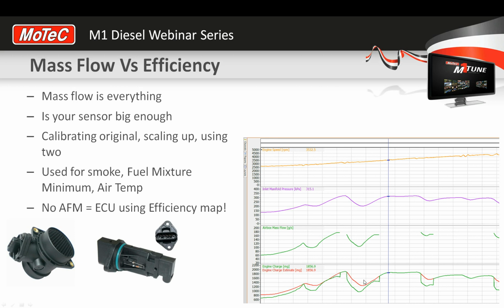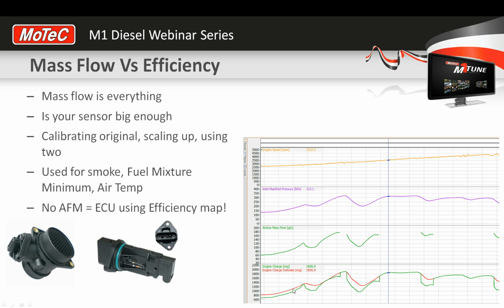Alright, but back to our problem. So no airflow meter means the engine charge estimate channel is used. Engine charge estimate channel is the result of your efficiency map, which we realistically should recognize is difficult to get accurate, and therefore we see an error happening.